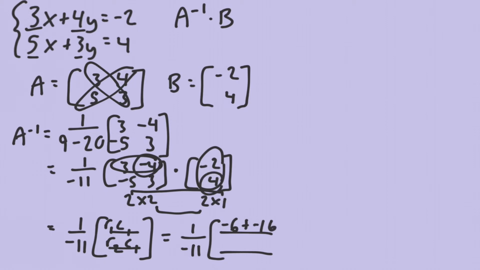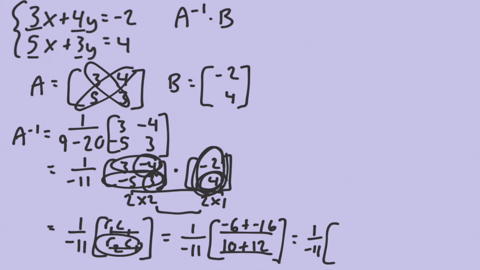And now we're in row 2, column 1. So row 2 of the first matrix, column 1 of the second. Negative 5 times negative 2 is 10. Plus move down the row and down the column. 3 times 4 is 12. So negative 6 minus 16, that's negative 22. 10 plus 12 is 22.